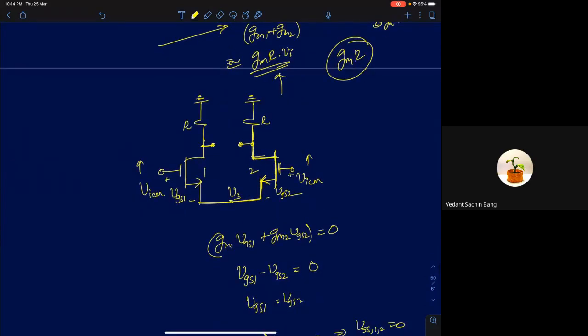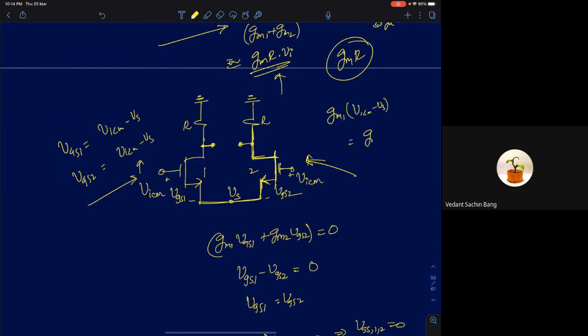I'm going to apply the same input common mode VICM here and VICM here. Both of them are exactly the same. Now the VGS1 in this case happens to be VICM minus VS, and VGS2 happens to be VICM minus VS. So then I'll simply use this condition: GM1 into VICM minus VS should exactly be equal to GM2 into VICM minus VS, with a minus sign, of course. So I1 should be equal to minus I2. That condition is true even in this case.